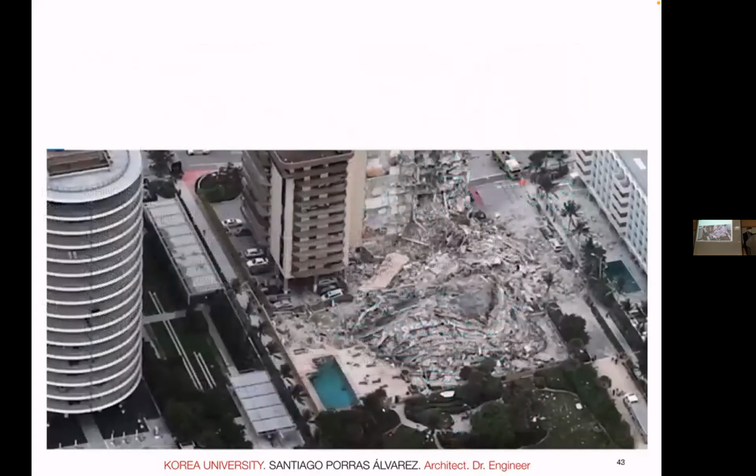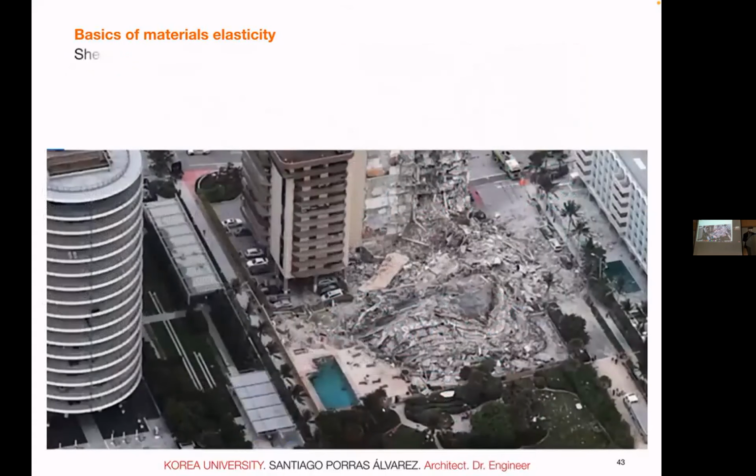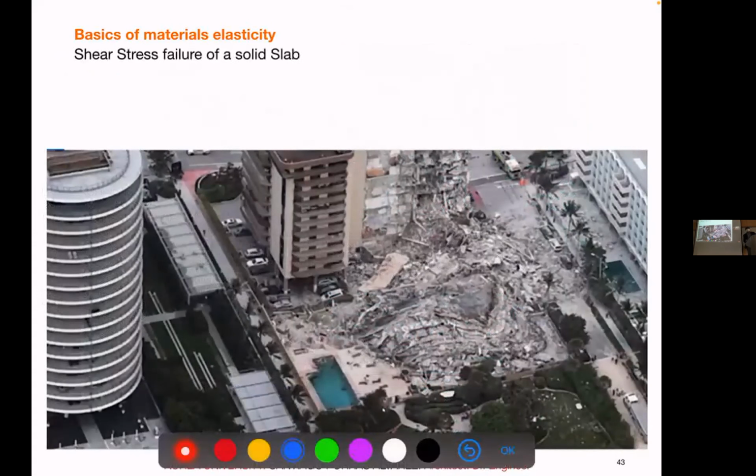And then we go to one of our favorite collapses. I have to make sure we finish. I don't want to run, but I don't want to go too slow. This is the famous Surfside collapse in Florida. The investigation is ongoing, but there's plenty of documentation.